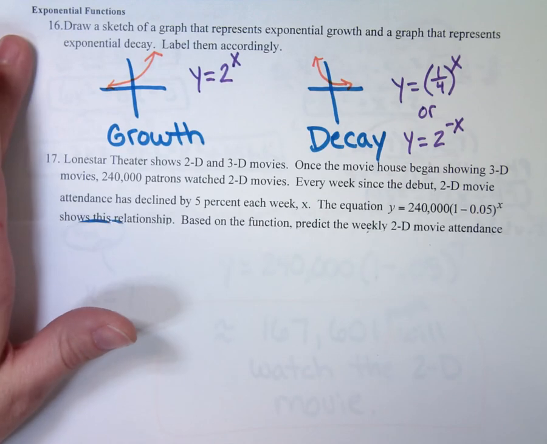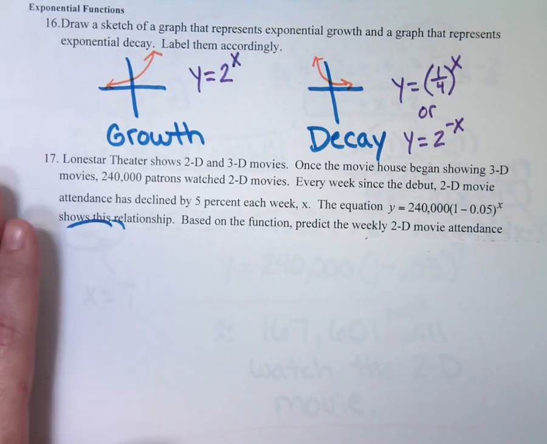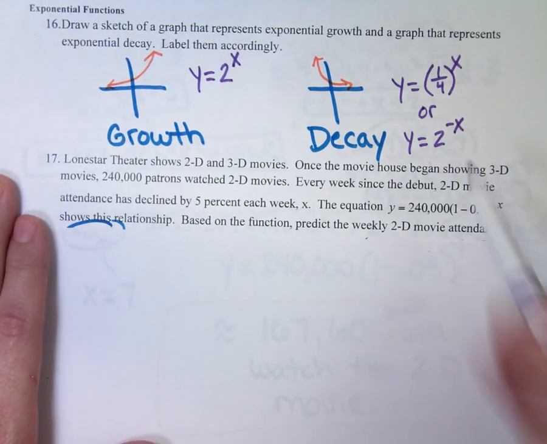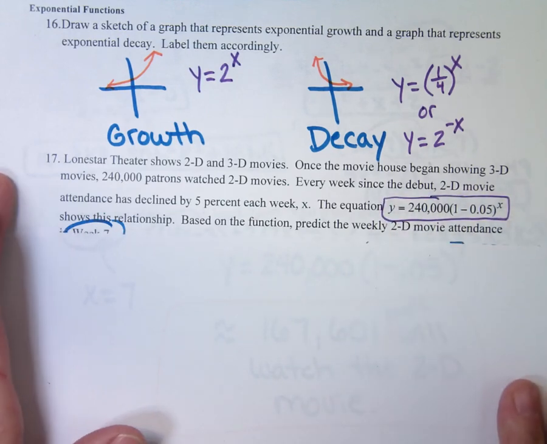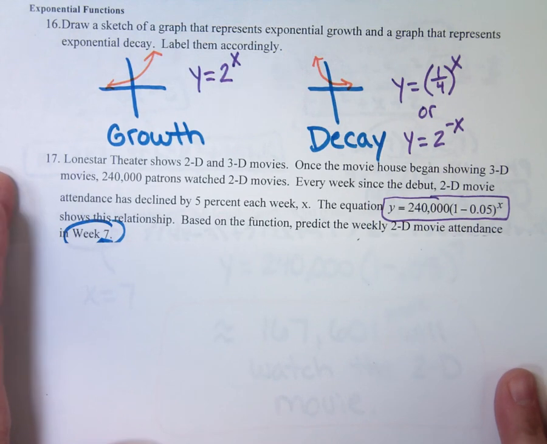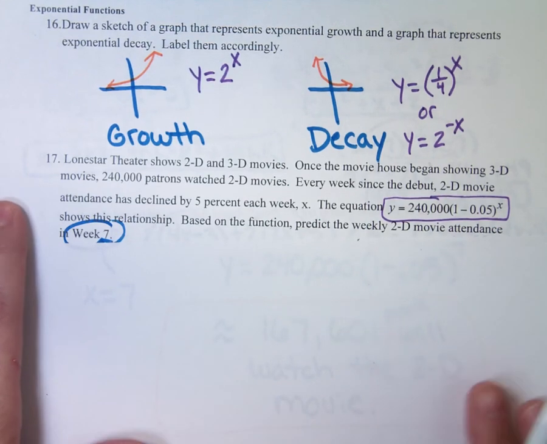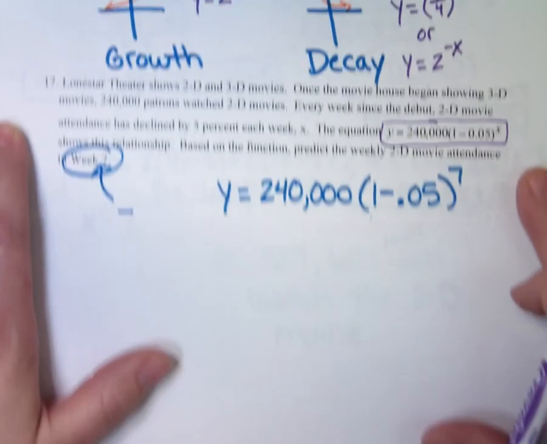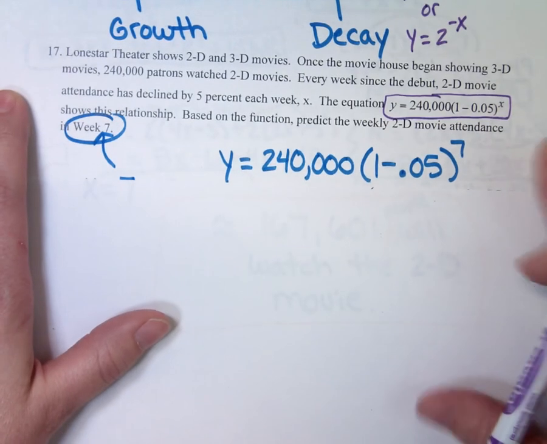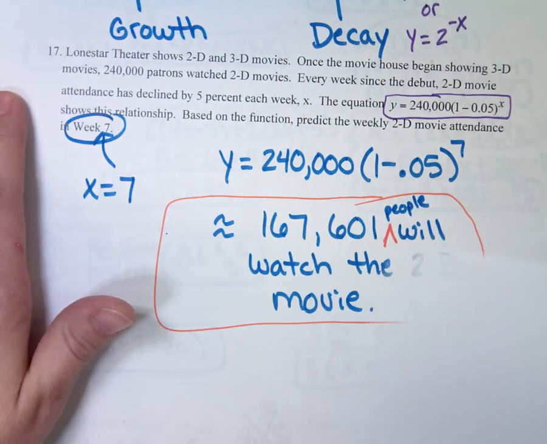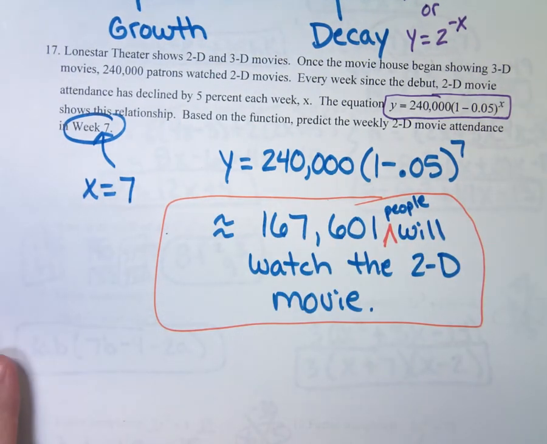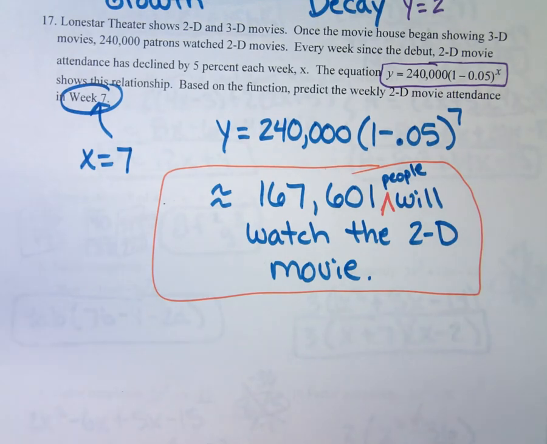Okay, this last one talks about 2D and 3D movies. It gives me this equation, and it wants to know what's going to happen in week 7. So I put a 7 into that x. Where the x was, I put a 7, and I just plugged all of this into my calculator. When I do that, this is the answer I get, and that's how many people supposedly will watch the 2D movie after 7 weeks.